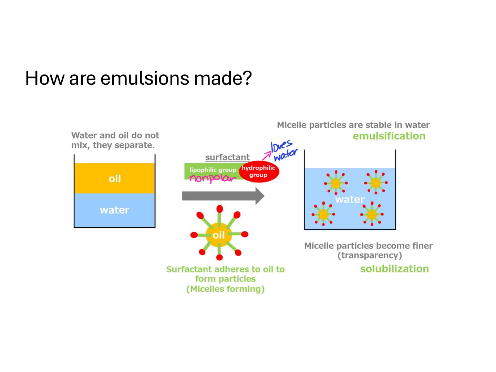And that solubilization happens when it becomes transparent. Interestingly enough, in the solubilized state, the micelle particles appear transparent because their diameter is shorter than the wavelength of light. And so that's why it becomes transparent there. So micelle particles become finer, and they're transparent because their diameter is shorter than the wavelength of light.